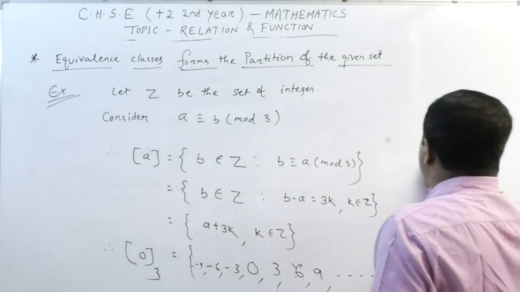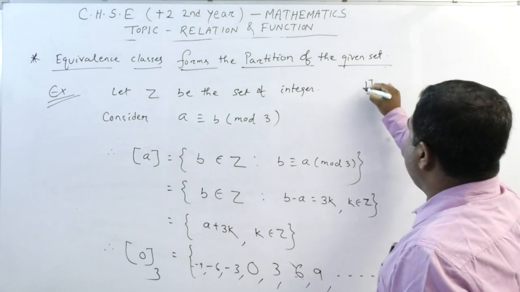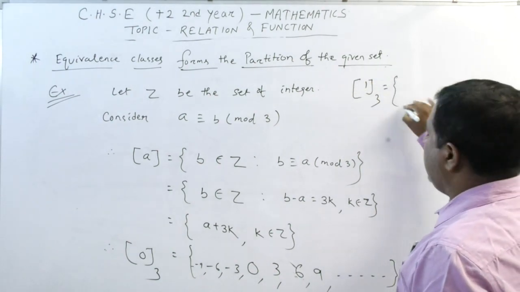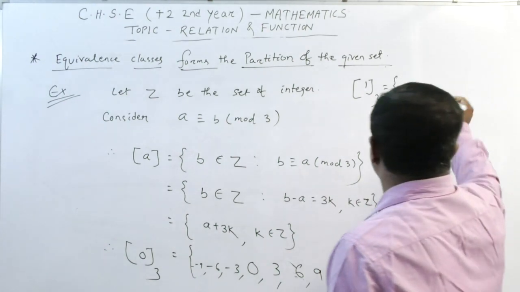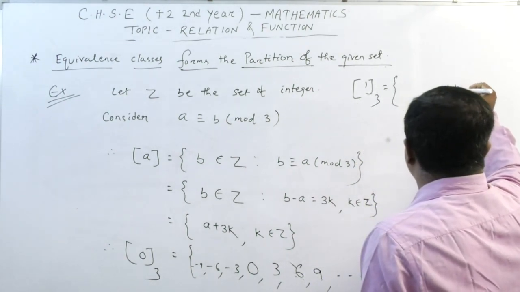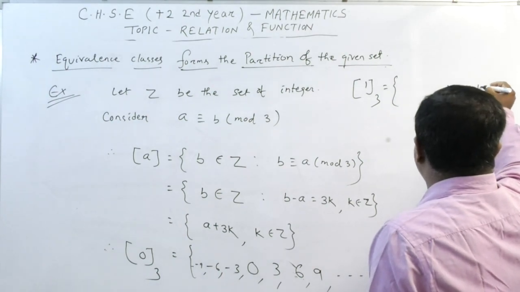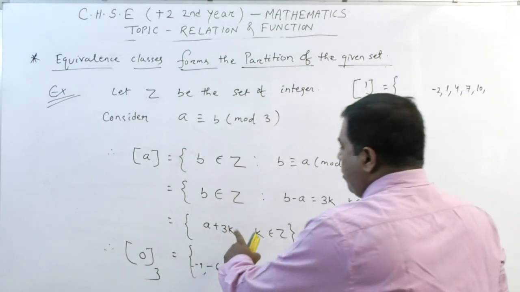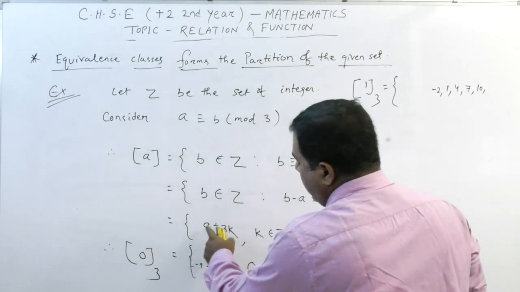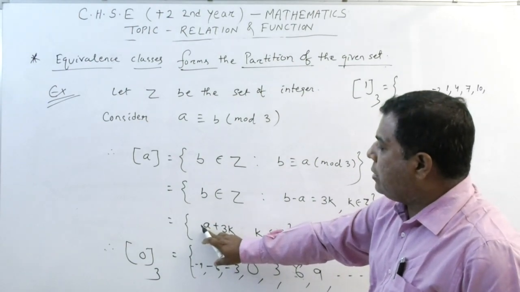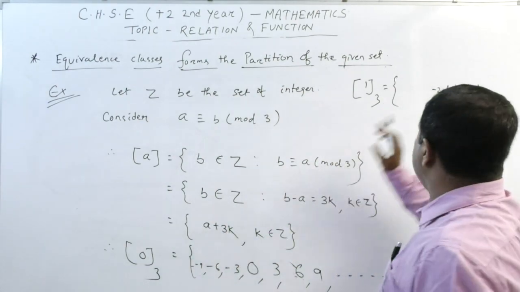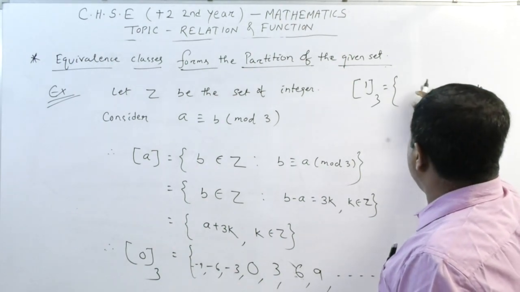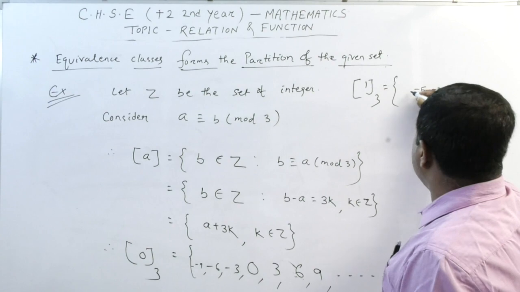Similarly, what is the equivalence class of 1? First of all I am writing the congruence class of 1 modulo 3 like this. Similarly it consists of those elements 1, 4, 7, 10, and minus 2, because if I put k equal to 1 in place of a, keeping it as 1 plus 3 that is 4, 1 minus 3 is minus 2, and similarly minus 5 and so on.